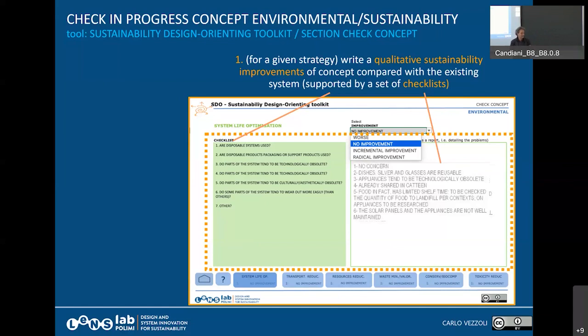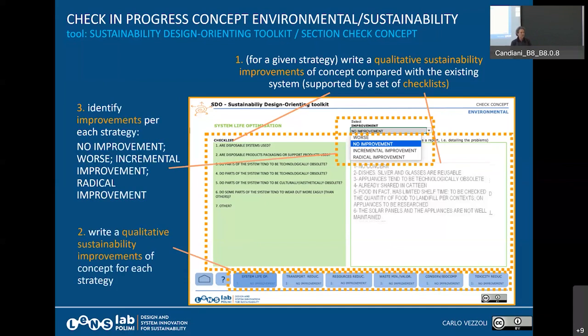So highlight this. This is not a problem. It's just made for this purpose. Okay. So you will be doing this for each of the criteria or strategy.